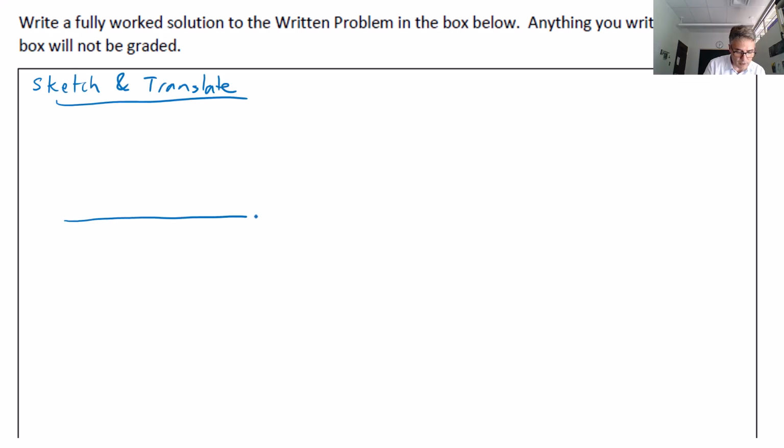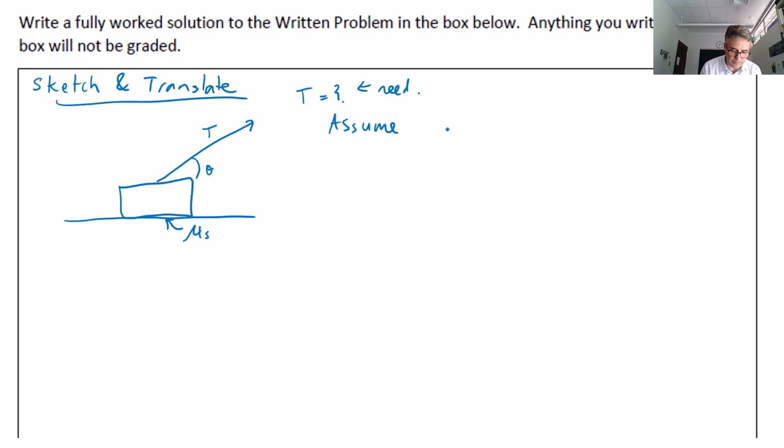I always like to redraw the problem. I've got a box here, and this is the tension force, and here's this angle theta, so there's tension. And what's happening is we've got mu sub s. So tension is what we need to find. We're going to assume that the block does not slide.